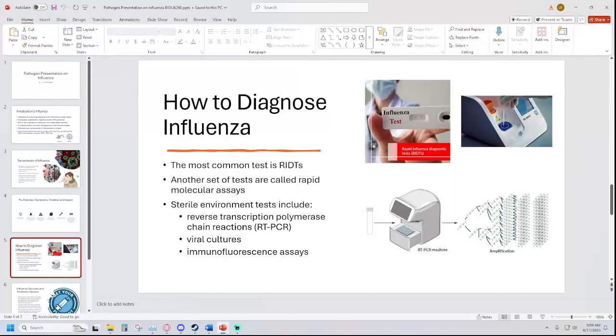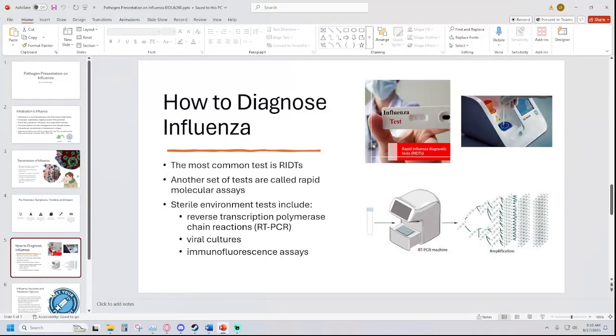Now let's get into how to diagnose influenza. The most common test for influenza is the Rapid Influenza Diagnostic Tests, otherwise known as RIDTs, which look for parts of the virus that stimulate an immune response, but they aren't as accurate as other flu tests. Another set of tests that is used is called the Rapid Molecular Assays, which detect genetic material of the flu virus and are more accurate than RIDTs.